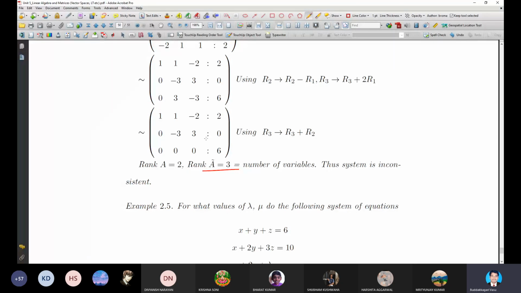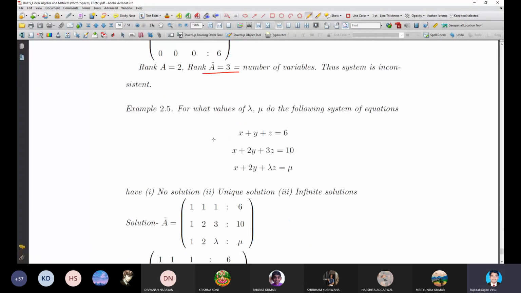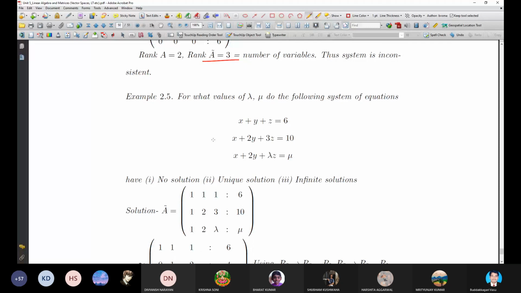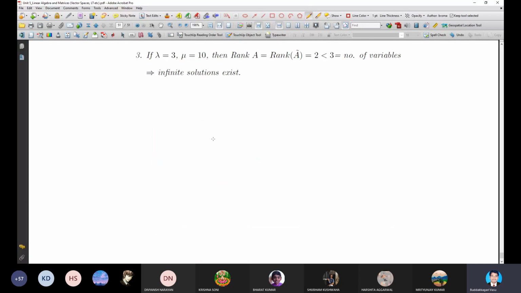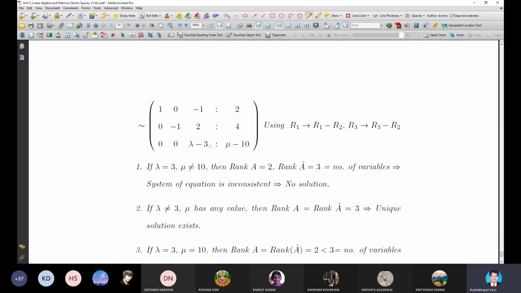Like that only, you can go ahead with these problems in the same way. You can describe the solution of the system of equations.